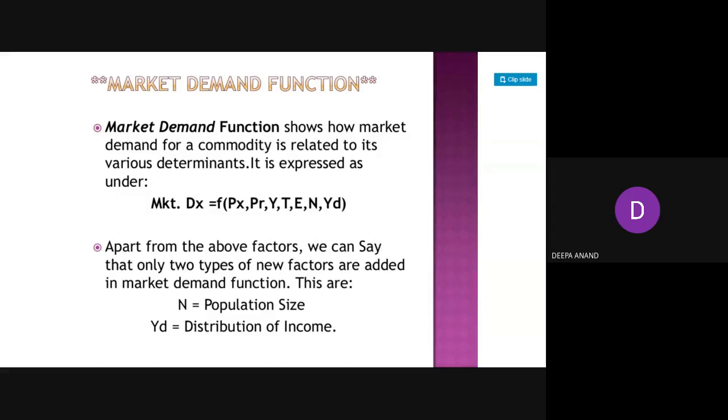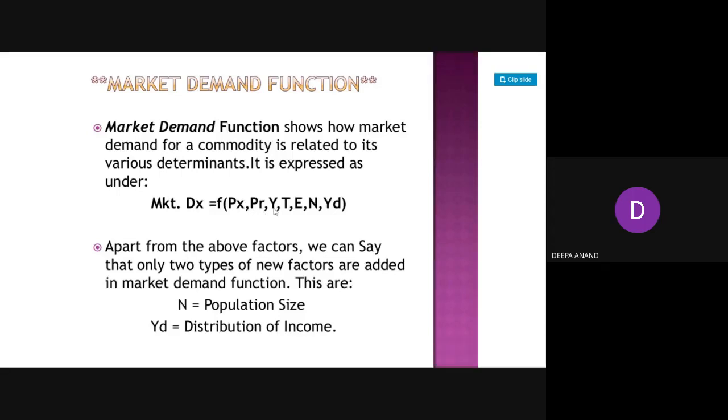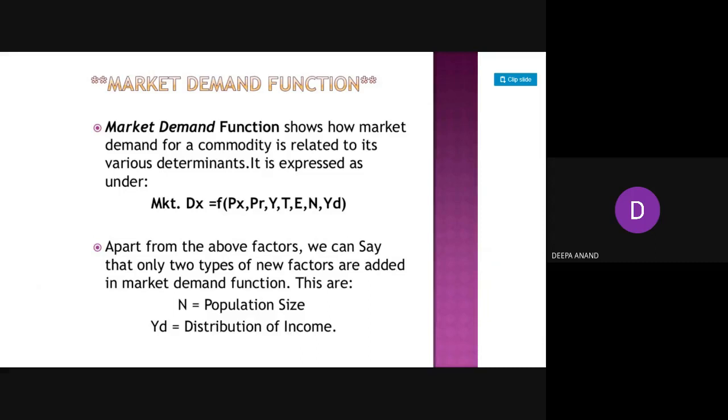Individual demand. So that is why all the factors have come. The factors you have studied under individual demand, like price of the commodity, price of related goods, income of the customer, taste and preference, future expectation, plus it also includes size of the population and income distribution. So this is the market demand function.